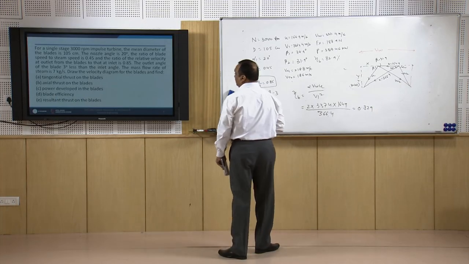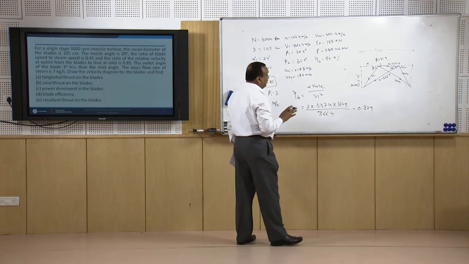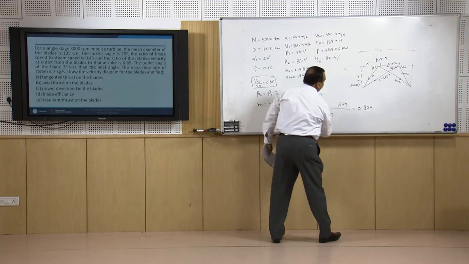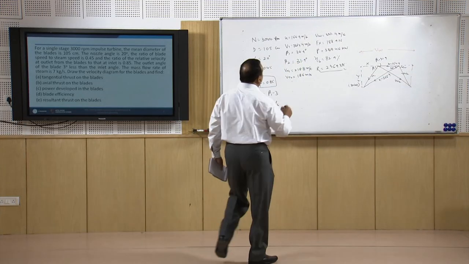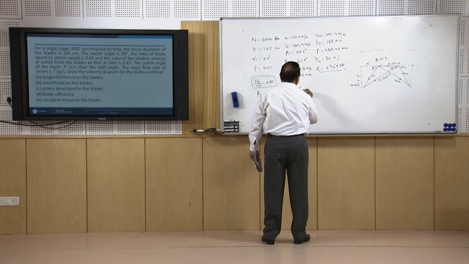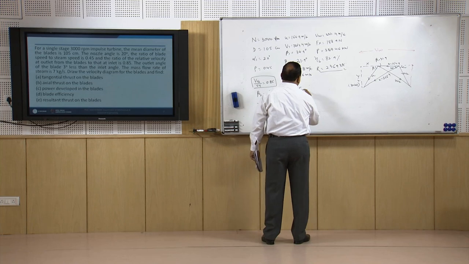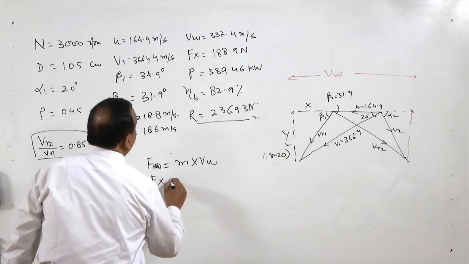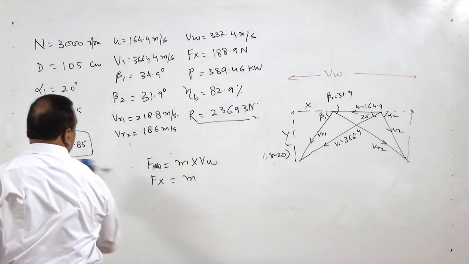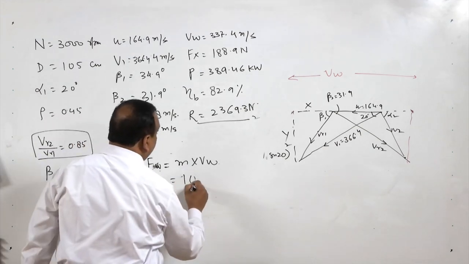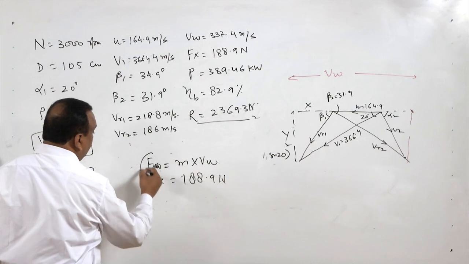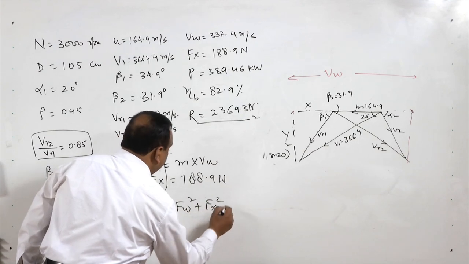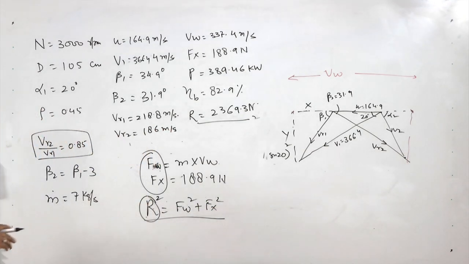And the last one is the resultant thrust on the blades. Now, we have the whirl component, we have the axial component, and they are perpendicular to each other. So, the net thrust will be, now that we have the value of V2, we can calculate Fw, that is mass into Vw, and Fx is the mass flow rate times the axial velocity change, already calculated as 188.9 newtons. The net resultant force is the square root of Fw squared plus Fx squared. This will give the resultant force acting on the blades.